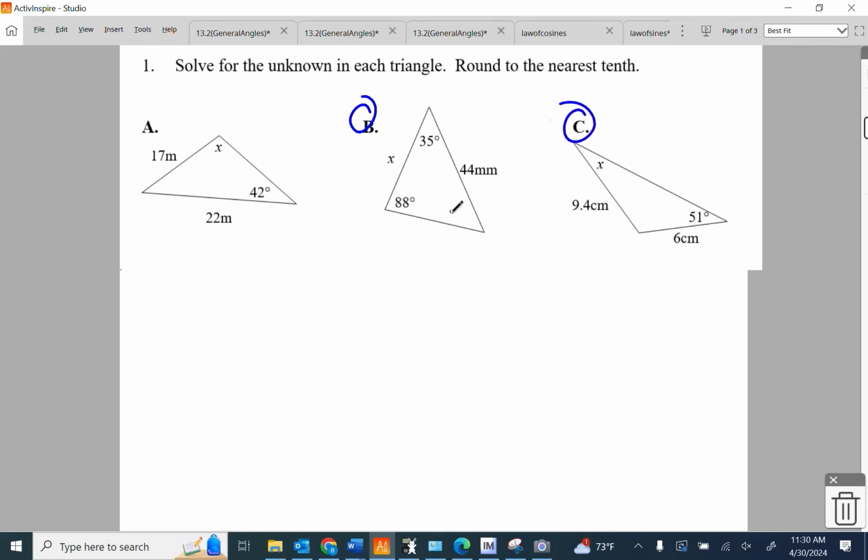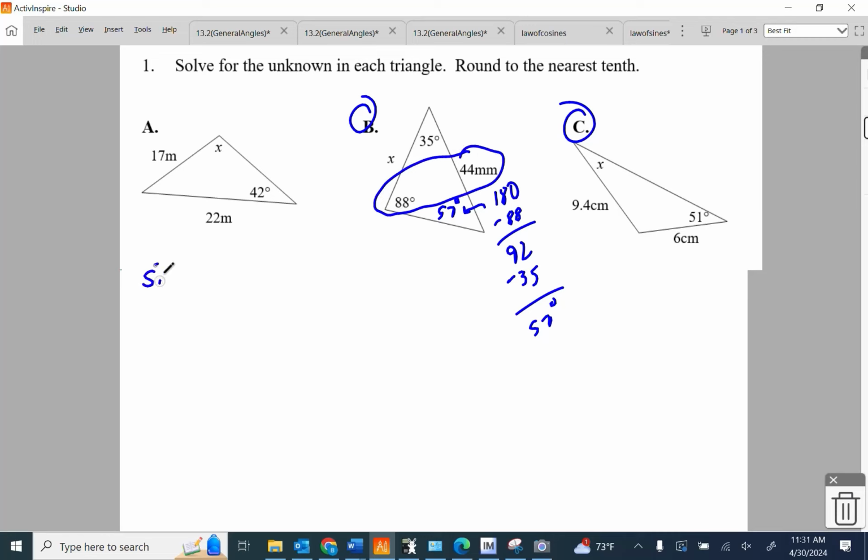Now, let's see here. I know that there's 180 degrees in a triangle. So this angle is 180 minus the 88, which is 92, minus the 35, which I believe is 57. That seems right. 57 degrees. I'm just checking myself. Yeah, I'm okay with that. All right, so now I'm in a position where I could solve it. Focus on relationships that are given.